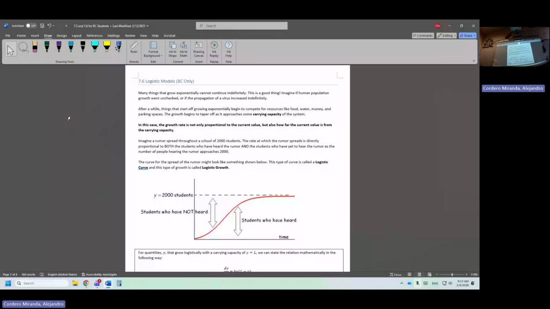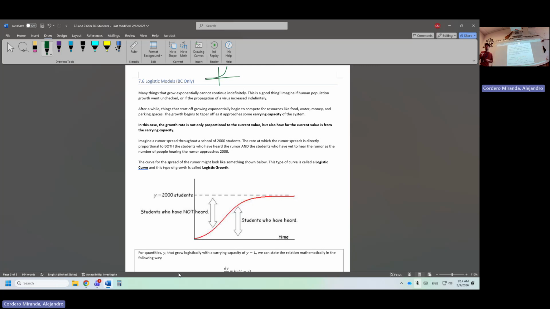Okay, last section for everybody, BC included, is 7.6, which is about logistic models. And these are good. You know how I told you guys, like the last section we did 7.5, I told you guys that populations grow exponentially, as if they grow like this.